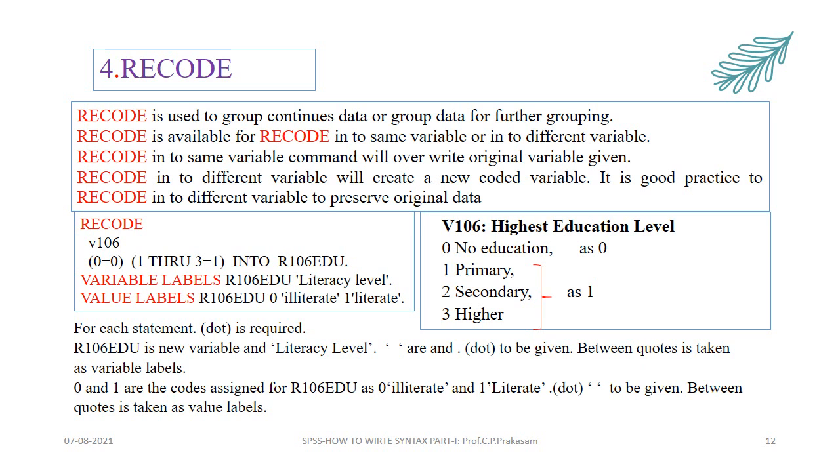Therefore, 1 through 3 equals 1, into recoded R106EDU, the name that I have given here. Variable labels should be given. R106EDU, that I have identified as the literacy level. Value labels for R106EDU: 0 equals illiterate, 1 equals literate. Therefore, the literate has been combined into primary, secondary and higher education.